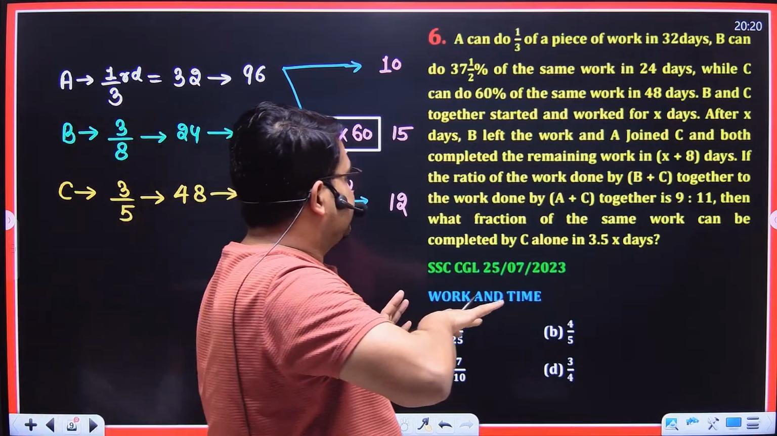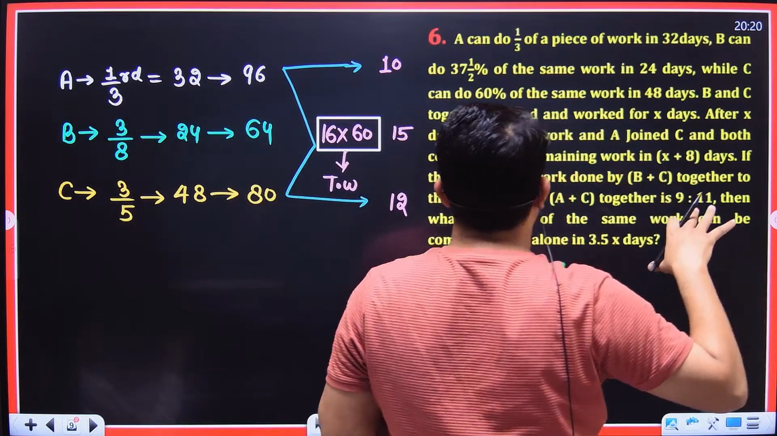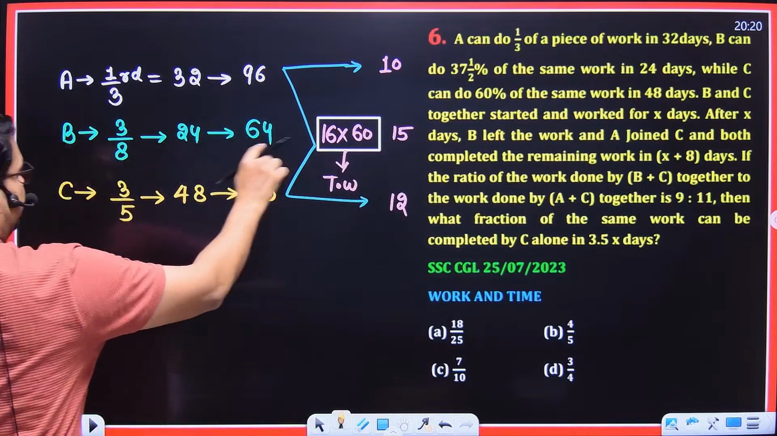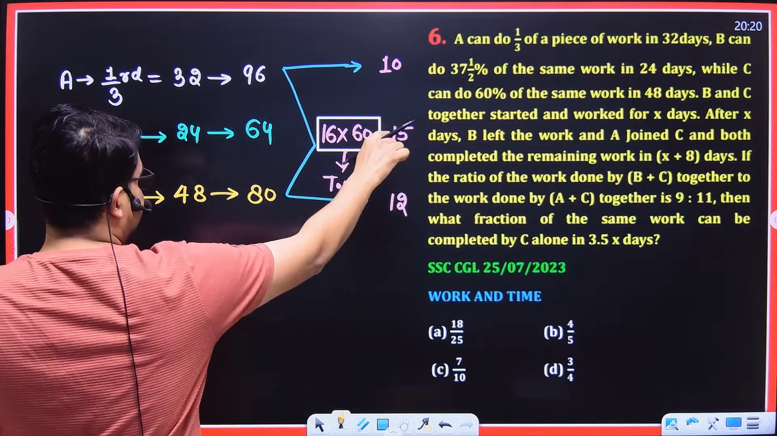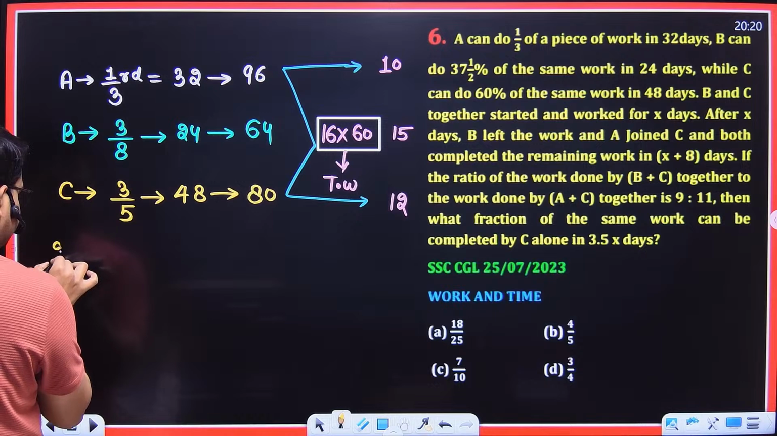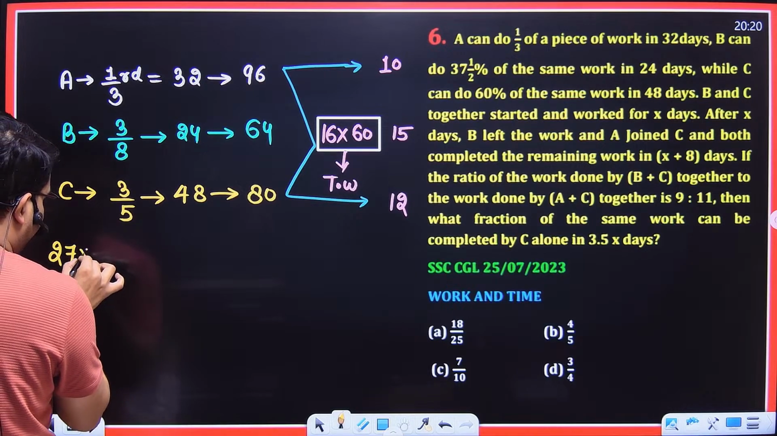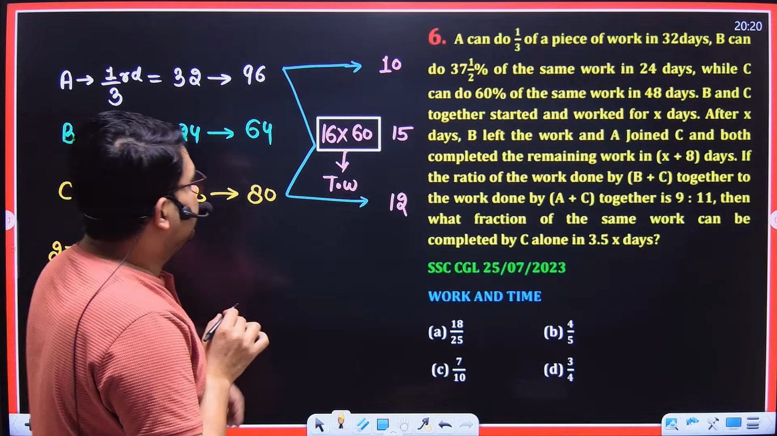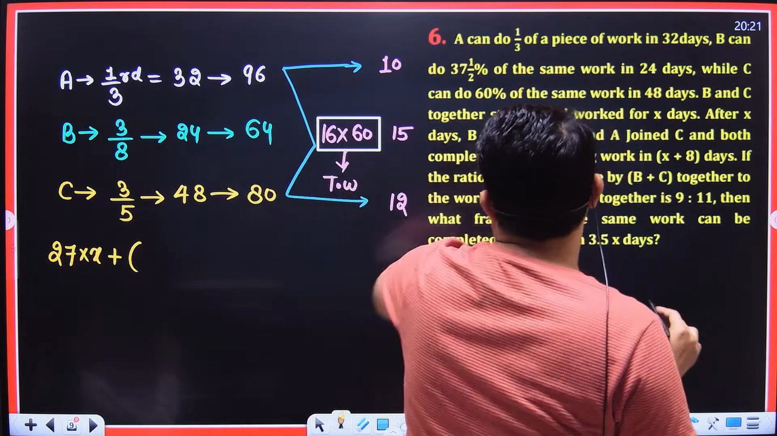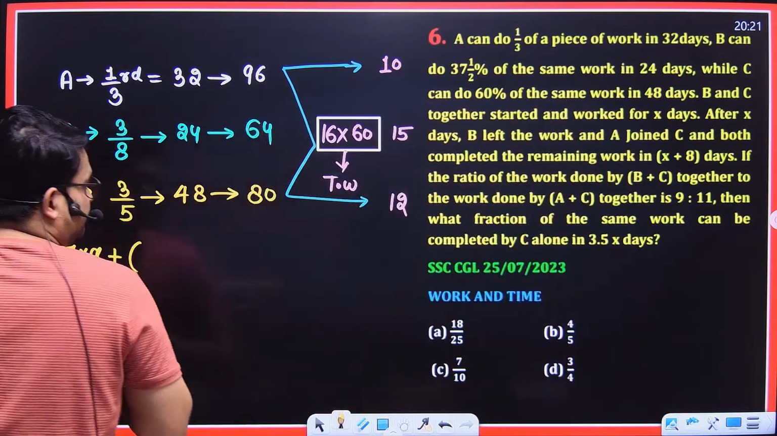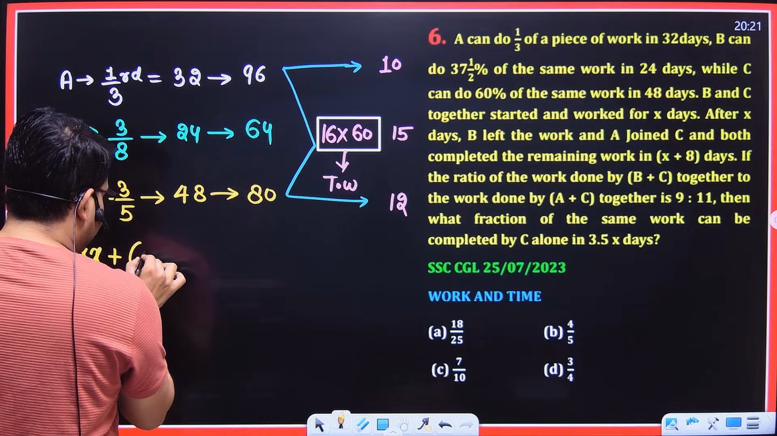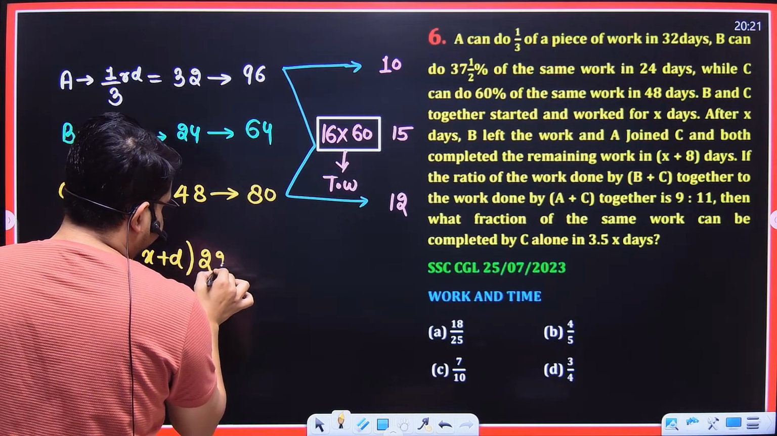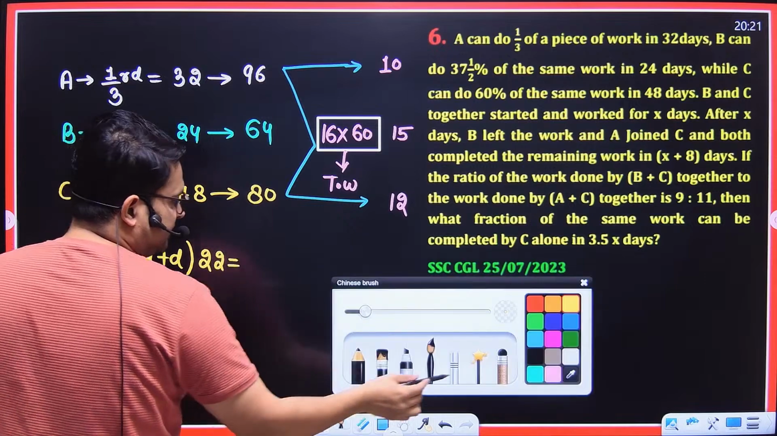After X days, see, B and C together started and worked for X days. First of all, B and C have started the work. The efficiency of B and C together is 27. They worked for X days, and the remaining work is done by A and C. That is 10 plus 12, which is 22, in X plus 8 days. This one is the complete work.